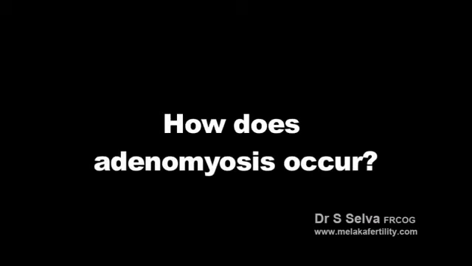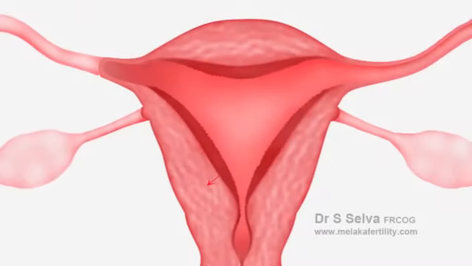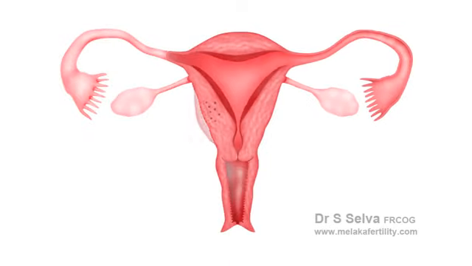How does adenomyosis occur? When the endometrium penetrates the myometrium, endometrial tissues get deposited in the myometrium. It causes the myometrium to enlarge and adenomyosis occurs. The endometrial tissue in the myometrium can grow and bleed.